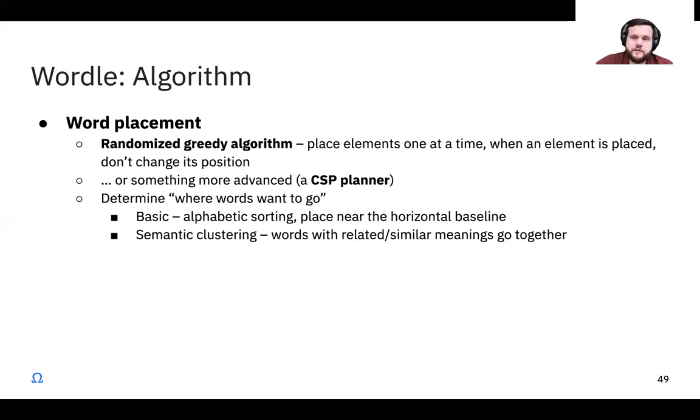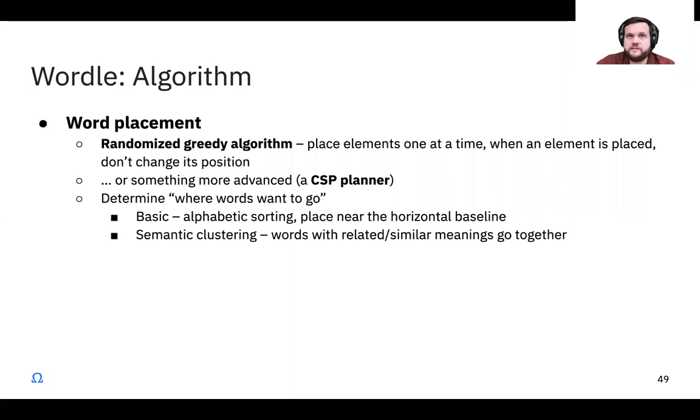Usually the algorithm is the randomized greedy algorithm. So we place elements one at a time, and when an element is placed, we don't change its position, or we employ something more advanced, so a constraint satisfaction problem planner. So our algorithm is a choice, of course, and there are usually ready-made algorithms to use. But it's very useful if we determine where words want to go, basically.